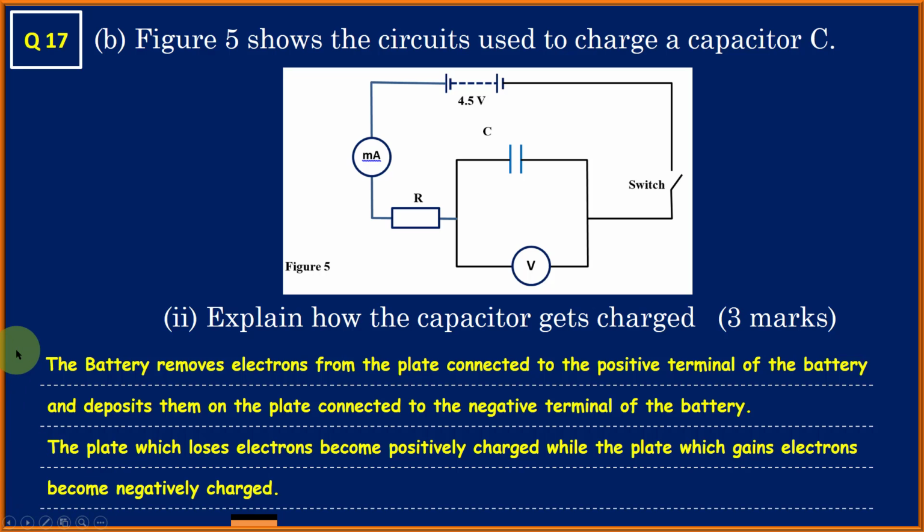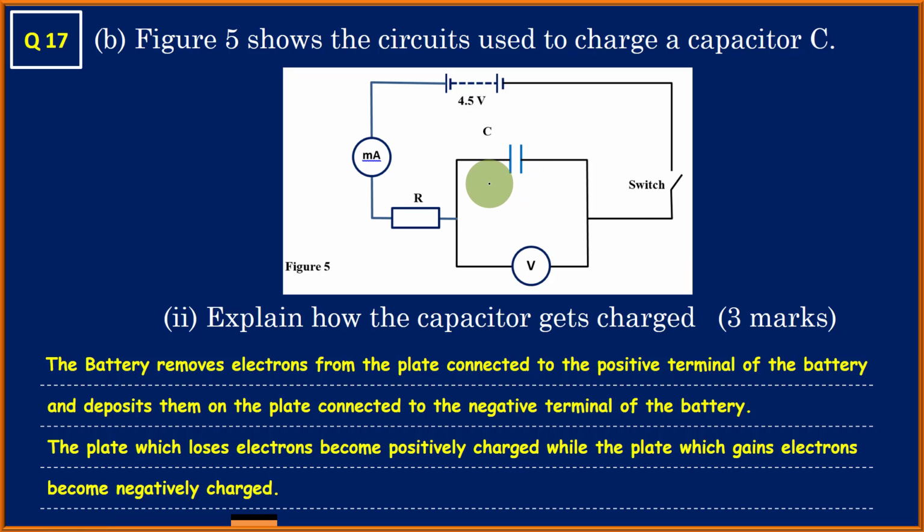So let me quickly read these sentences that I've written here. The battery removes electrons from the plate connected to the positive terminal of the battery and deposits them onto the plate connected to the negative terminal of the battery. The plate which loses electrons becomes positively charged, while the plate which gains electrons becomes negatively charged. So this is what you will find out.